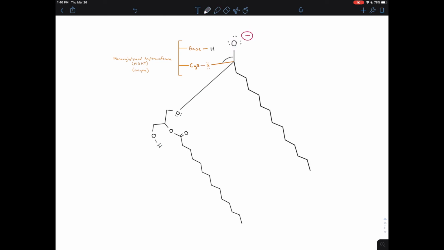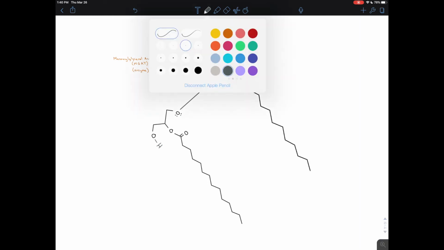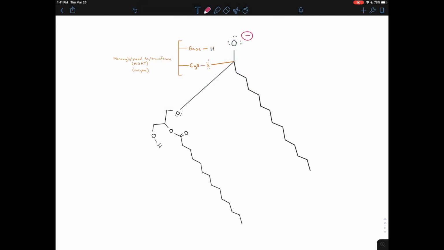And this oxygen is unstable. The lone pairs want to snap back down and reattach to the carbon there. But right now, we don't really have a good leaving group, so to make this sulfur a better leaving group, we can do a proton transfer. So the sulfur can steal the hydrogen there, the electrons snap back onto the base.